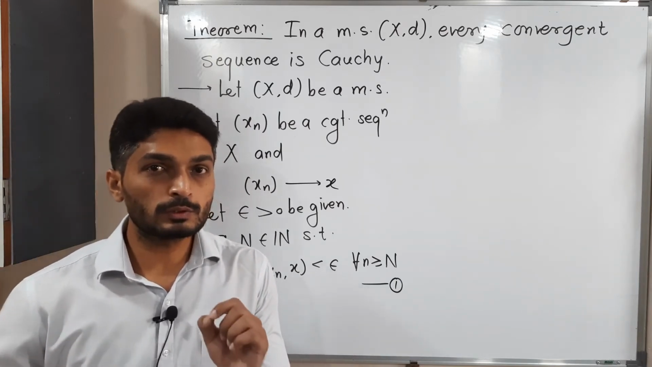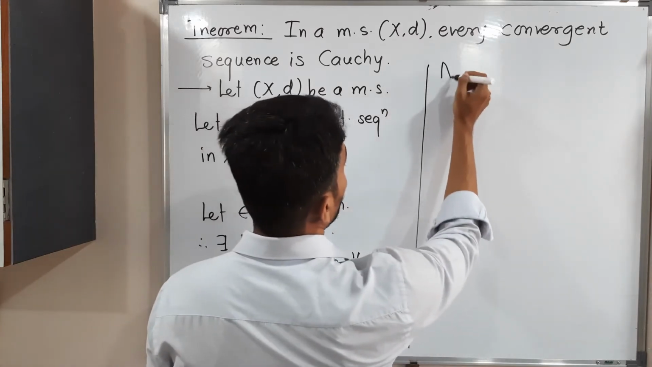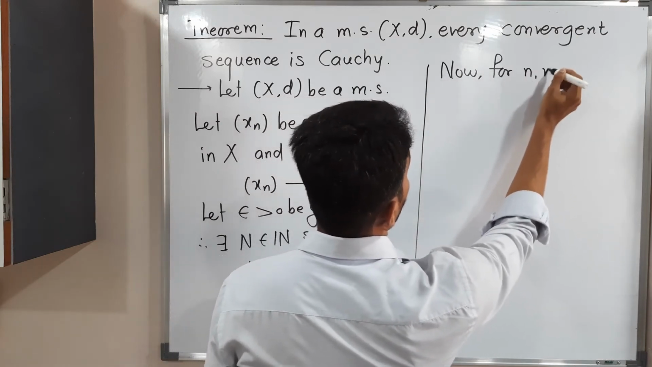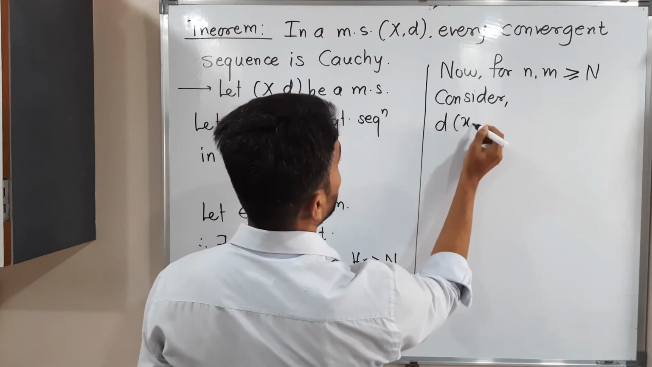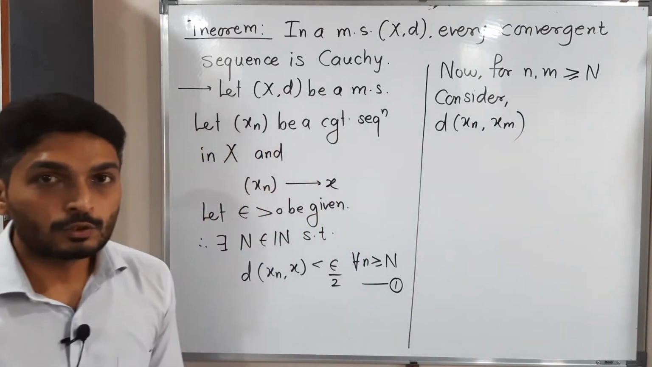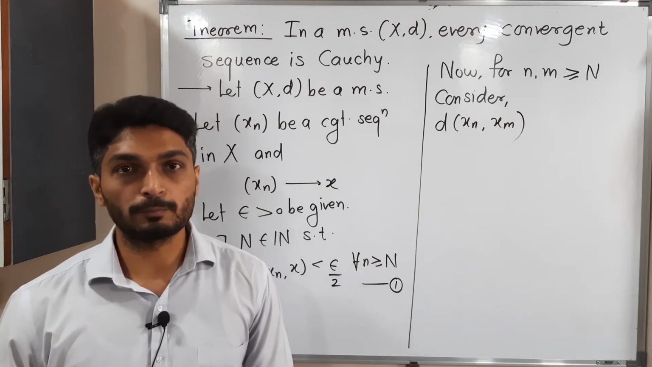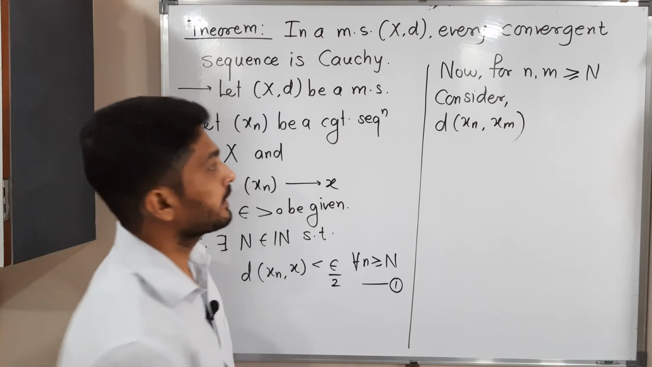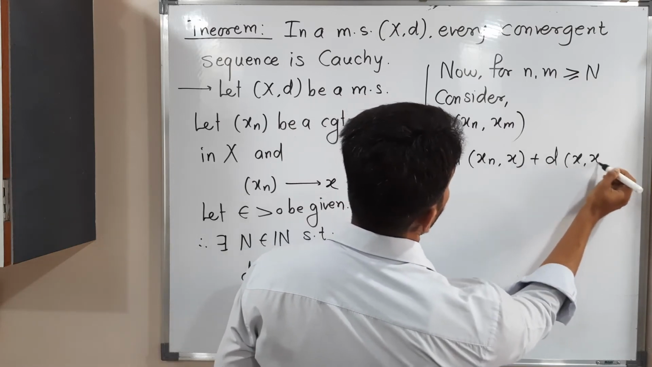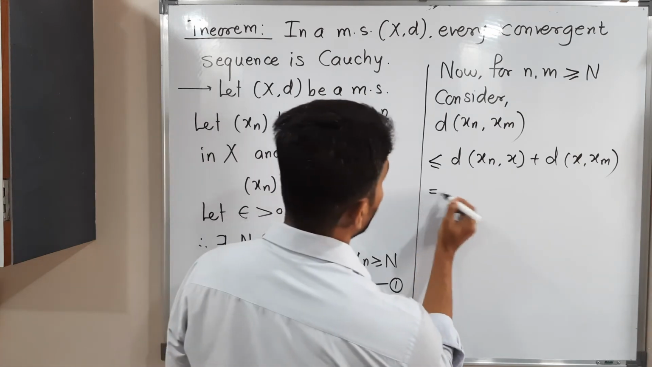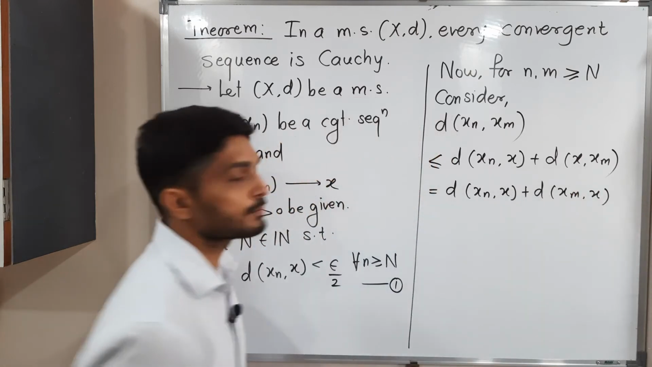But I am going to do a small adjustment here. Instead of epsilon, I will take epsilon by 2. Now for n, m greater than or equal to capital N, I am going to consider d of xn, xm. Our target is to prove that the sequence xn is a Cauchy sequence, that means we have to prove that d of xn, xm is less than epsilon. Here I am going to use the triangle inequality. By the triangle inequality, this is less than or equal to d of xn, x plus d of x, xm. I have added one point x here, which is the same as d of xn, x plus d of xm, x. If you interchange, the distance between them will be the same.